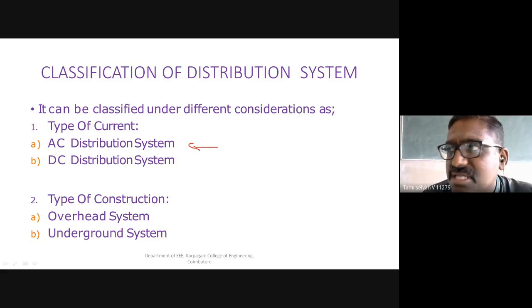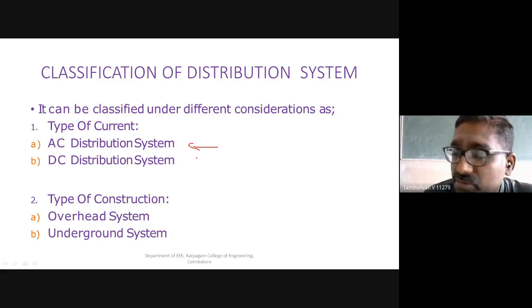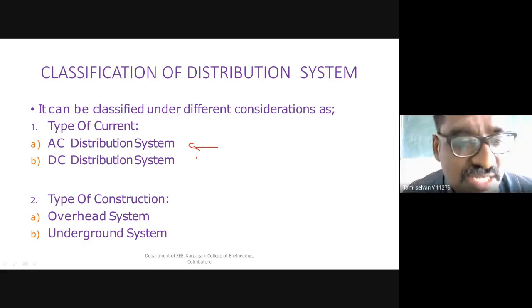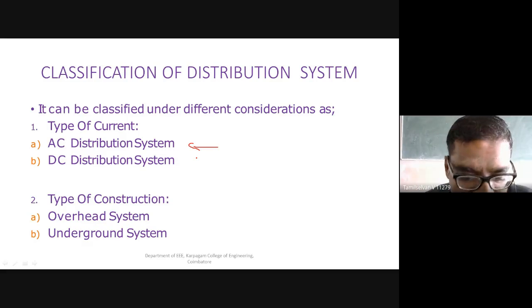Construction-wise it is simple and more economical compared to DC distribution. But we cannot accept that an AC system should be used all the time. There are some points where we need a DC distribution system also, so that's why we have DC distribution systems as well.